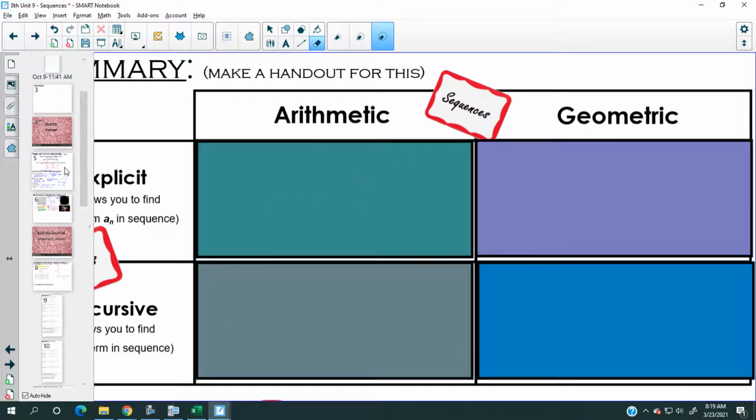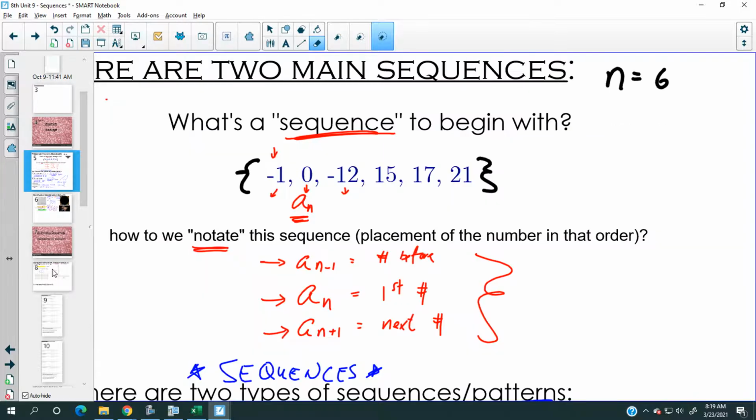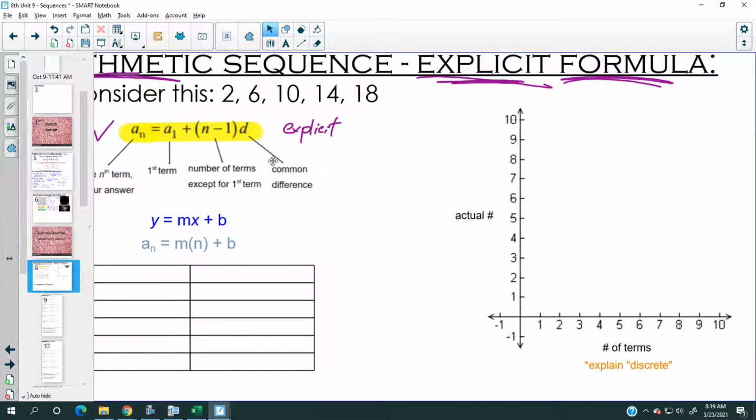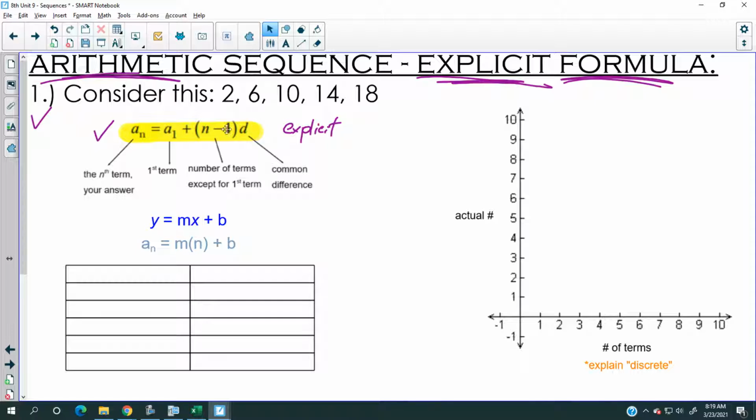So let's go back to this then. Here again, let's come back. We're looking for an explicit formula for an arithmetic sequence. Meaning, can I give you a formula, an equation, where no matter what term I'm looking for, so let's say we got this going on.